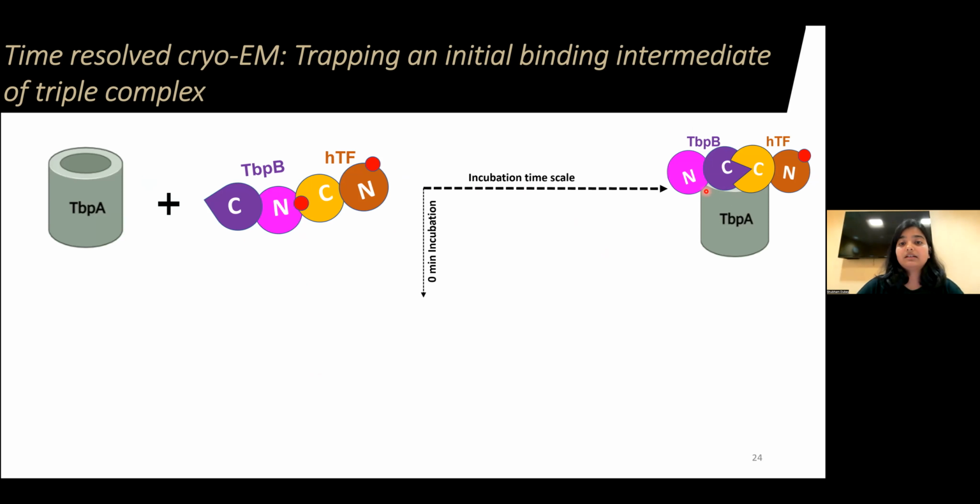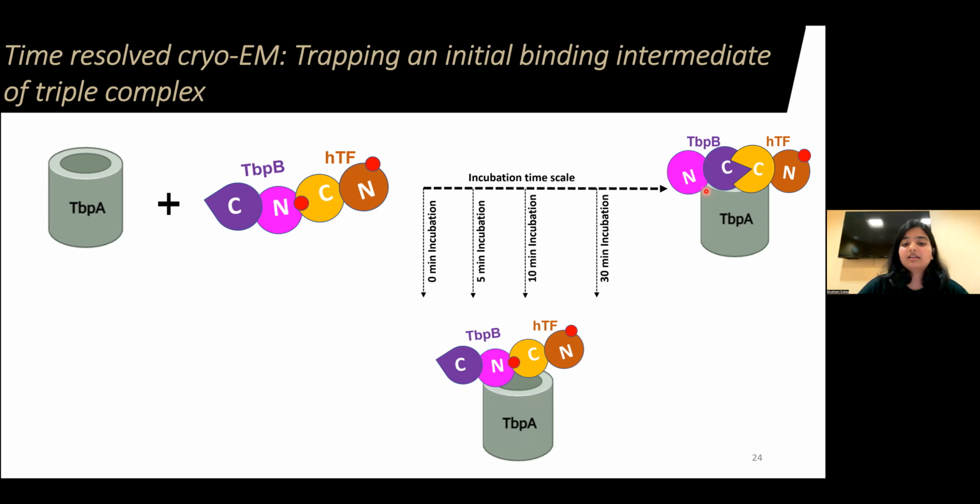We just need to dissect this time scale into small chunks and freeze our sample to see if we can capture those fleeting states in our complex. So we froze grids at 0 minute, 5 minute, 10 minute, 30 minutes, and expected that on this incubation time scale, there would be some time point where we would be able to capture the iron bound form in the triple complex. And if it is an iron bound triple complex, we should also see the N lobe of TbpB closer to the C lobe of transferrin as supportive evidence.